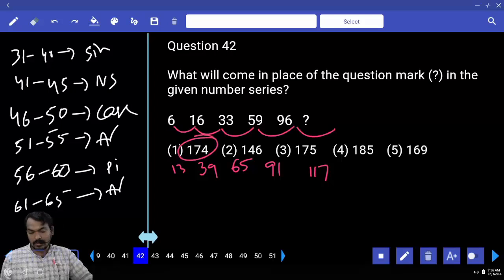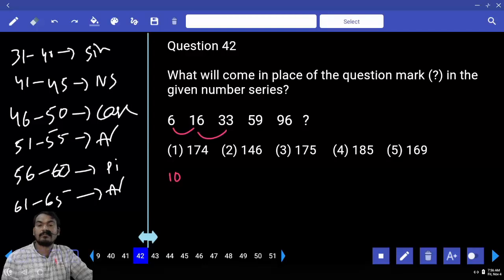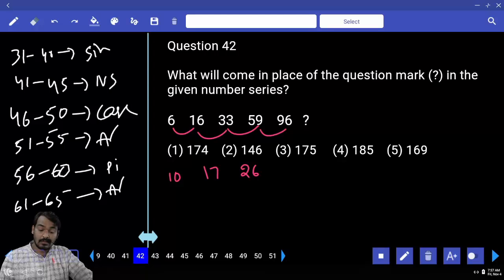Next question number 42. 6 and 16, 10 difference. Next one, 1700. Next one, 26. Next one, 40. 37 or 47? 37.